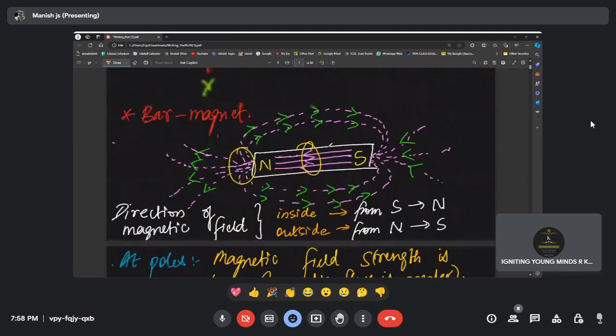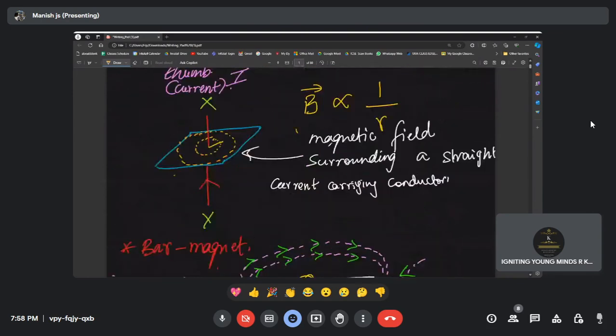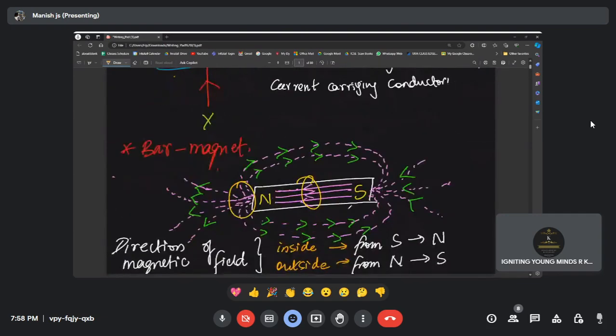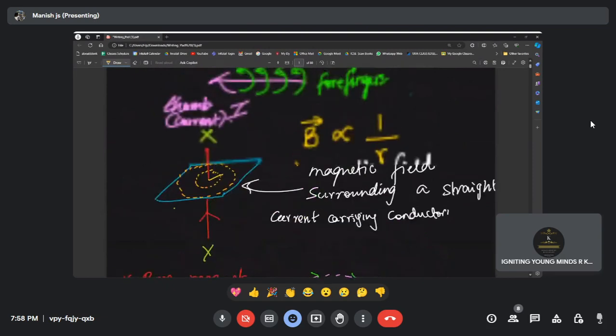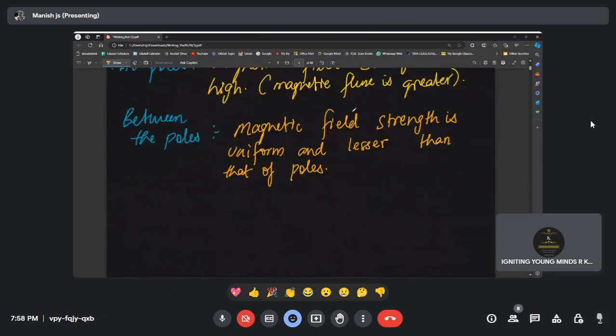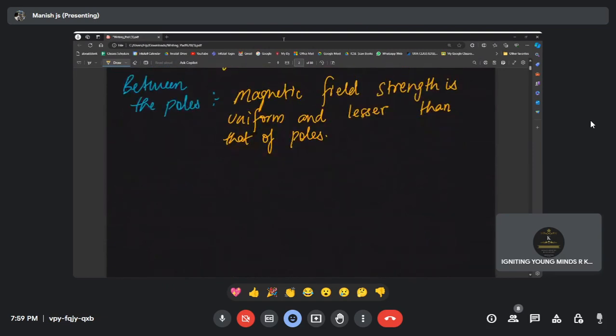So we have now understood two different sources in detail. The first source is a current carrying conductor, and the second source is a magnet. These two sources are responsible for producing magnetic field, and how they produce it we have now learned. Apart from these, we have other sources as well, so we try to understand them also.